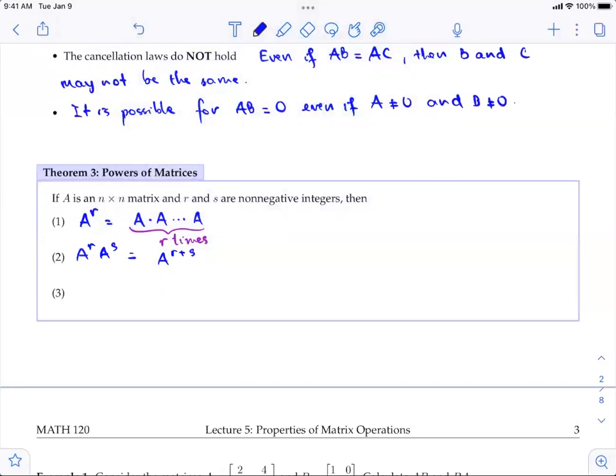Number 3 is that A to the power R, raised to the power S, is equal to A raised to the power R times S. Again, this is very similar to the law of exponents. All right, so those are the properties that you want to look at.